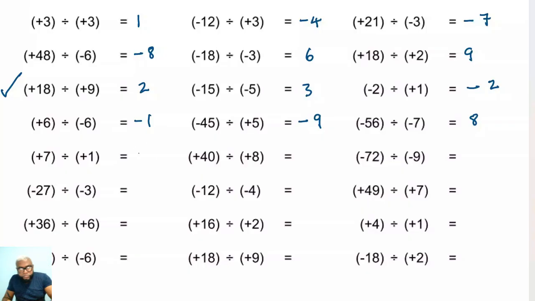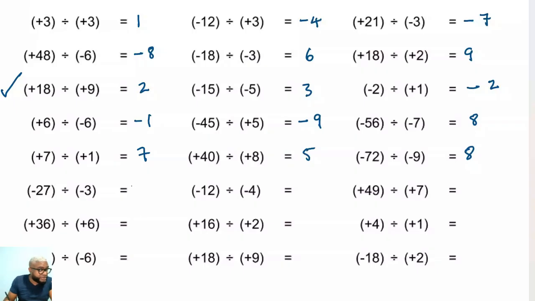Positive 7 divided by positive 1 is 7. Next. Positive 40 divided by positive 8 is 5. Alright, next. And negative 72 divided by negative 9 is 8. Next.